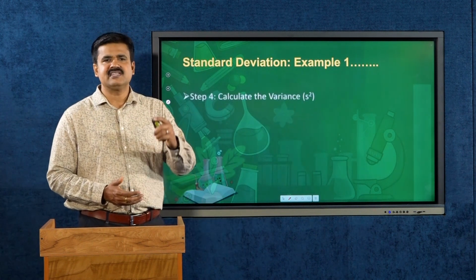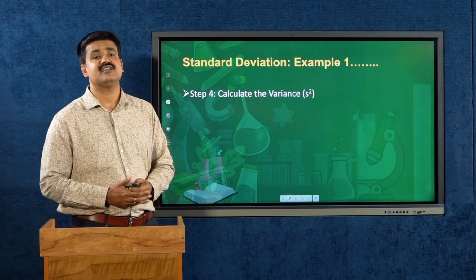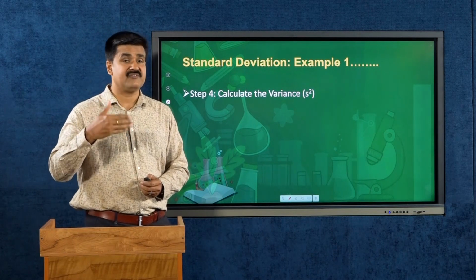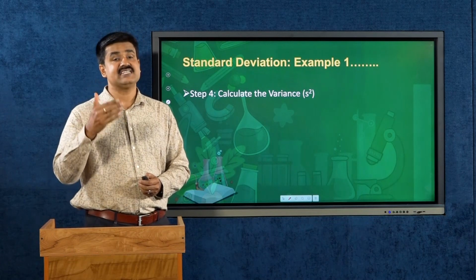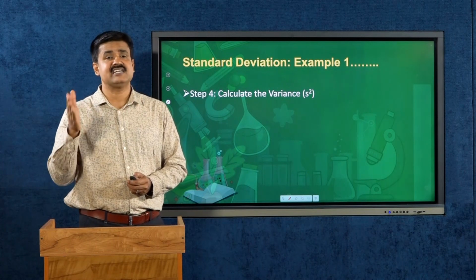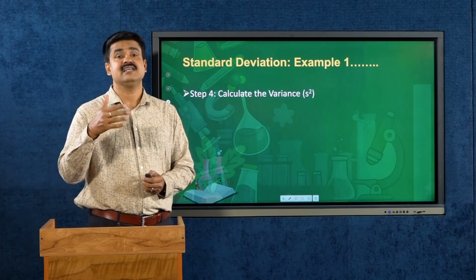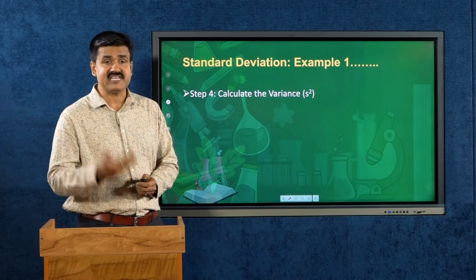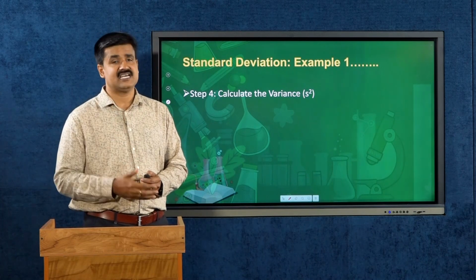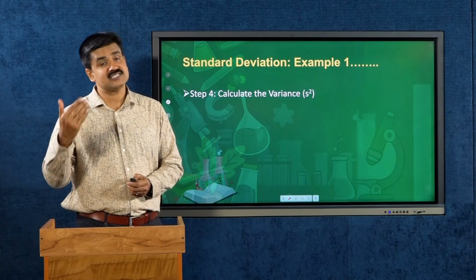In the fourth step, you have to calculate another important factor, called the variance. We will come to more details of variance in coming modules, and variance is simply the square of the standard deviation. So, in order to calculate the standard deviation, in the fourth step we generally calculate S square, which is nothing but the variance. So, the fourth step is the calculation of the variance, or the square of the standard deviation. And in the final step, we take the square root. The square root of variance is nothing but the standard deviation.